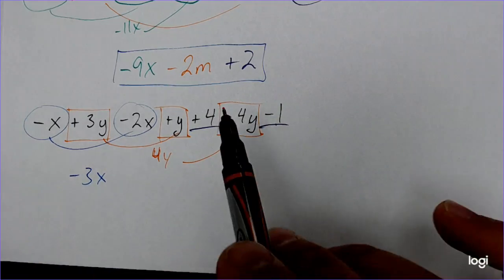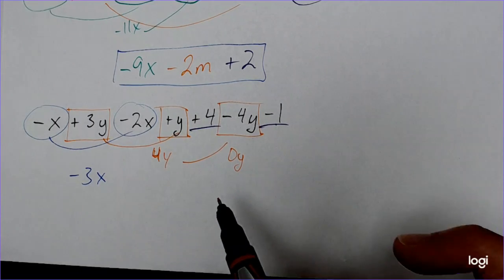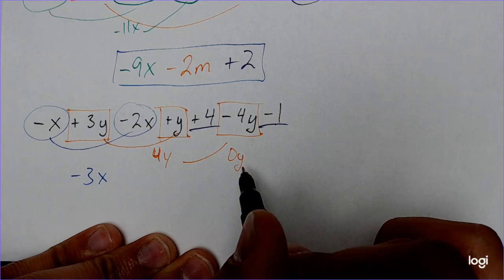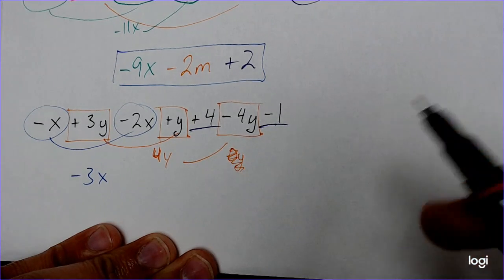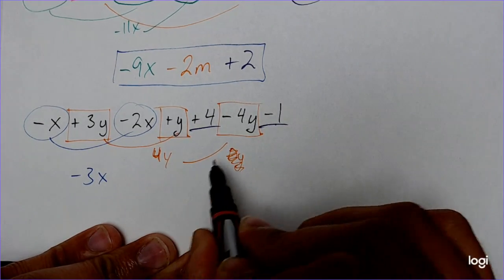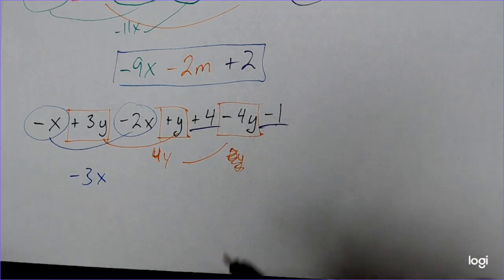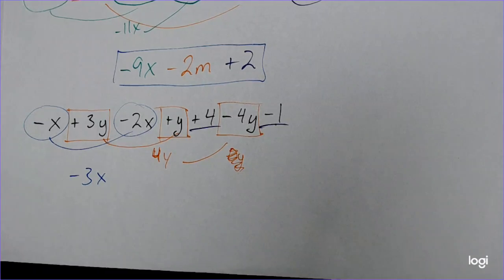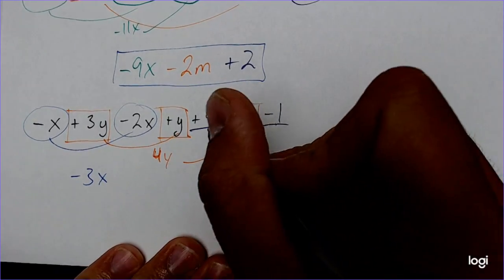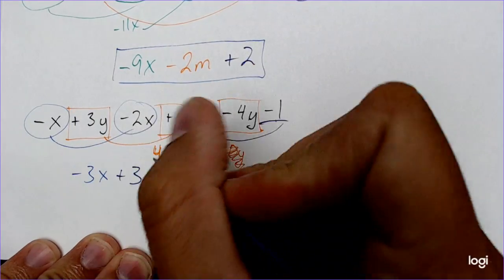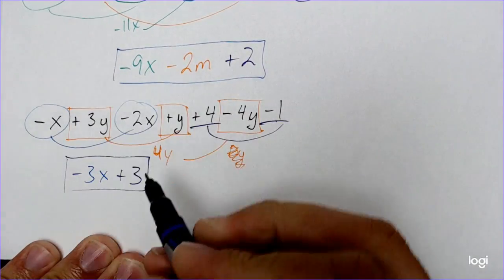So the question is, what if it does this? What do I write? Well, I'm not actually going to write 0y. Because 0 times the number y is going to be 0. 0 times anything is 0. So what happens here is this term canceled itself out, and there's not going to be a y in my answer. Okay, so no y. All right, and then the last one, I do the constants or the whole numbers, positive 4 and negative 1. That just becomes positive 3. So now my final answer is just negative 3x plus 3.